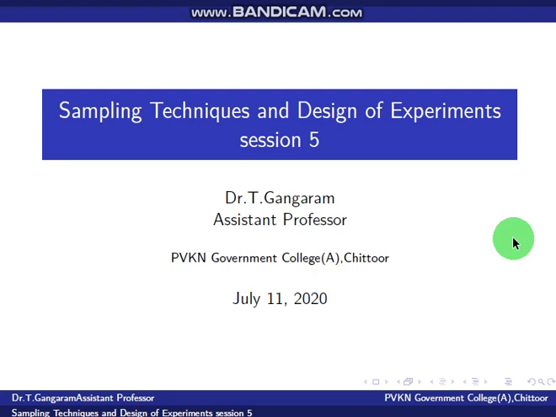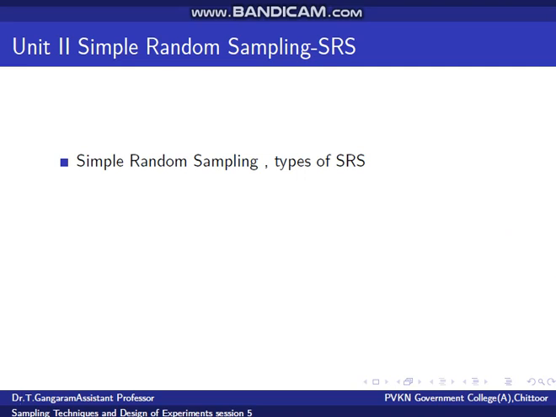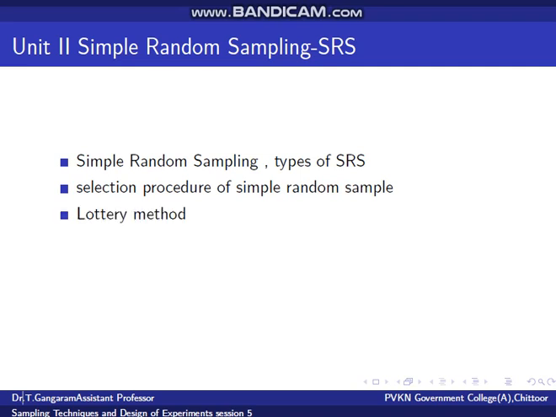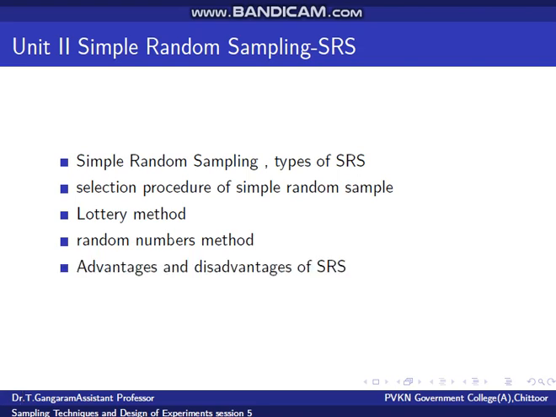Under random sampling techniques, the first technique is simple random sampling. In this session, we are going to cover simple random sampling definition and types of simple random sampling, selection procedure of simple random sample, lottery method, random numbers table method, their advantages and disadvantages.